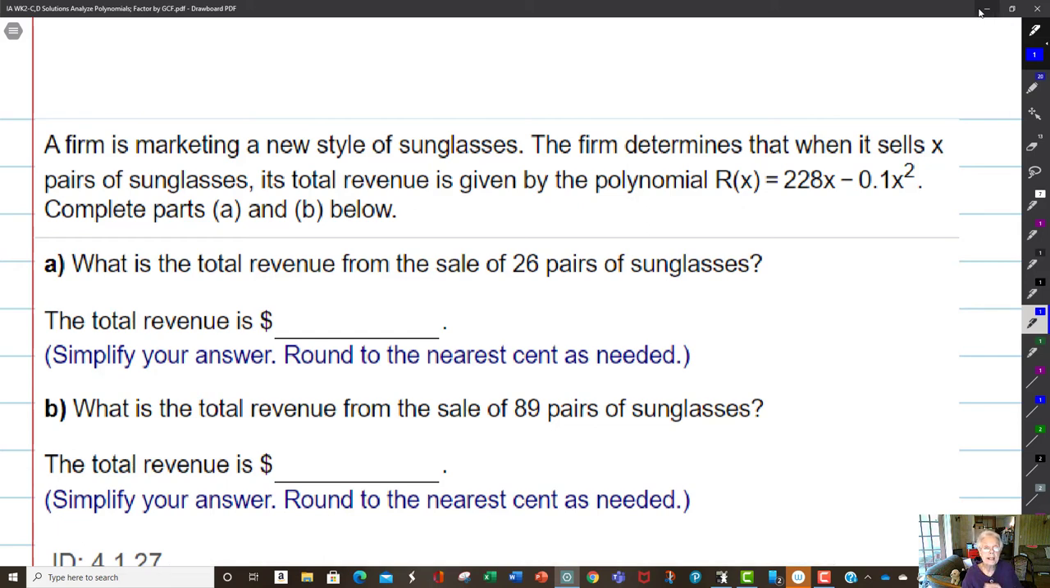A firm is marketing a new style of sunglasses. I need more sunglasses. I need new sunglasses. The firm determines that when it sells X pairs of sunglasses, its total revenue is given by this polynomial. Revenue is the money you take in. Complete parts A and B below. What is the total revenue from the sale of 26 pairs of sunglasses?